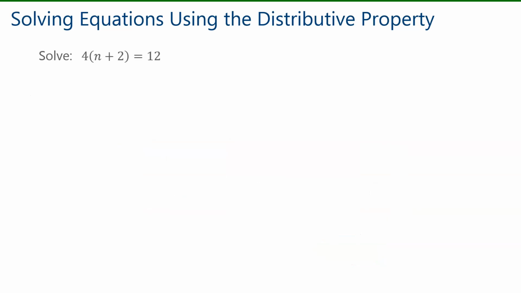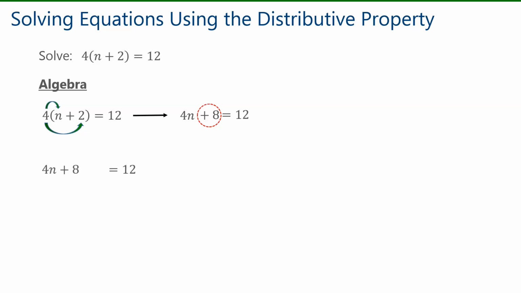Now we can also solve this equation using algebra. And anytime we have brackets, we're going to use the distributive property to get rid of the brackets. 4 times n equals 4n, and 4 times 2 equals 8, and that all equals 12. We want to get rid of the positive 8, or add 8. So the opposite to add 8 would be to subtract 8.